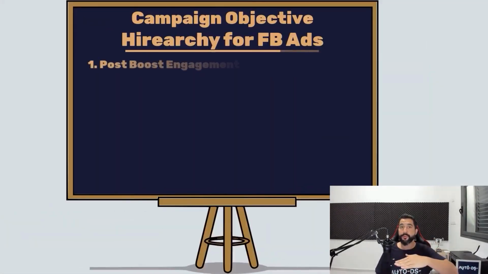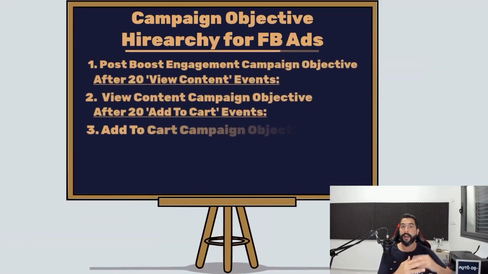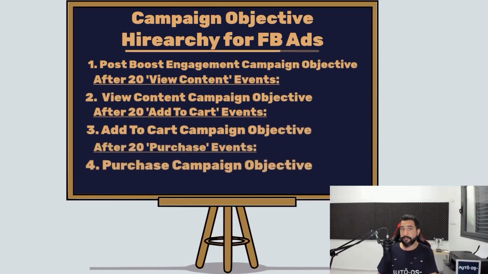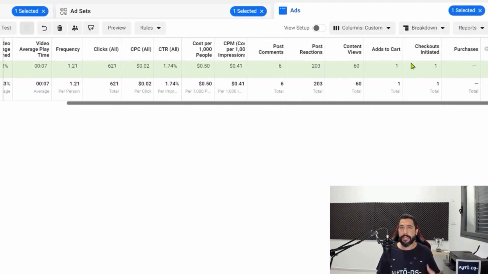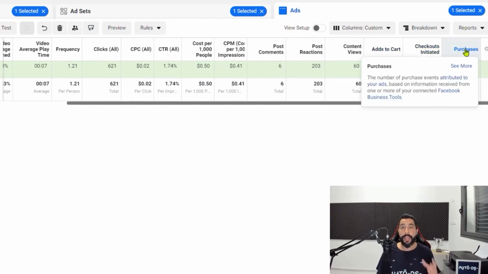Once you start with the post boost engagement, then you move on to view content. Once you do that, you will start getting a lot of results for view contents. Facebook is going to give you audience that will click on your ad and view the content of the product on your website. Once you get a lot of view contents, you'll see that naturally your add to carts will start increasing more and more. And once you have 20 add to carts, then you can create an add to cart campaign objective. Once you create an add to cart campaign objective, you will start to see that Facebook is giving you a lot of people that are adding your product to their carts, and some of those people will start to check out and purchase your product.